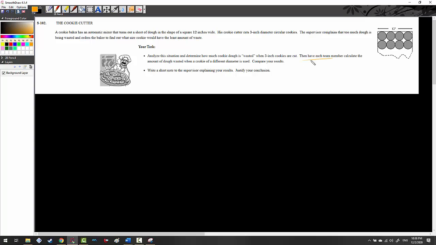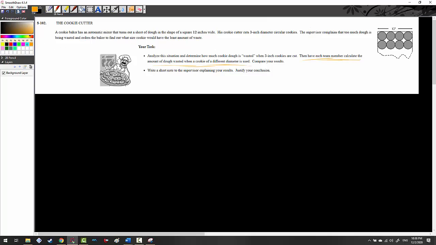I'm probably going to pass on this portion of the problem because it relies on a bit of a gimmick that makes you determine that as long as you're using a factor of 12, the amount of dough wasted will always be the same. Ultimately, what I want you guys to get out of this problem is how to find the area of the dough wasted.